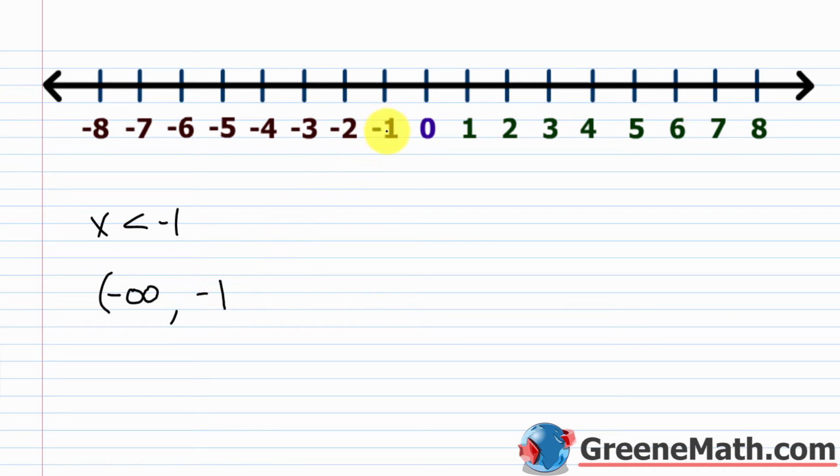And again, that's not included, so we put a parenthesis there to show that. Now graphically, I'm just going to put a parenthesis at negative 1, facing to the left, facing towards the solution. And then I'm going to shade everything to the left, including that arrow, to say, hey, negative 1's not included, so I got the parenthesis there, but everything to the left of that would be.